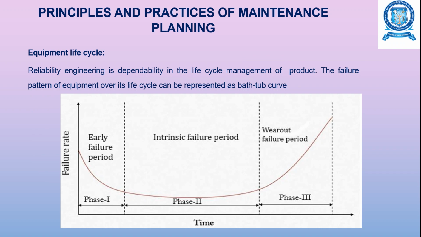So the failure pattern of equipment over its life cycle can be represented as a bathtub curve. Here you have the failure rate on the y-axis and the time on the x-axis, and you have three different phases. Phase 1 is the early failure period, phase 2 is the intrinsic failure period, and phase 3 is the wear out failure period. So this is the equipment life cycle.